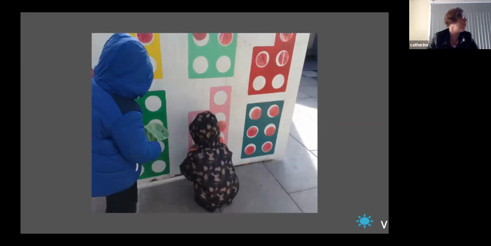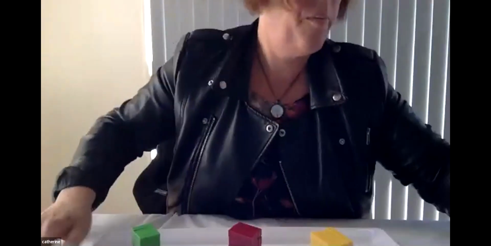Now I'm going to stop sharing my screen and just show you something, another activity using volume.